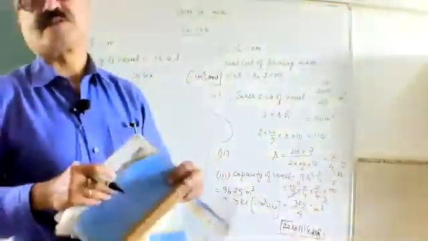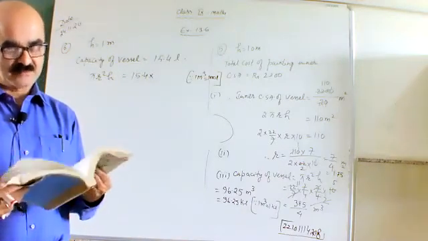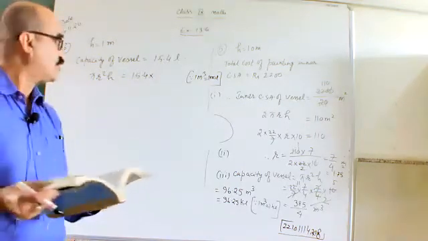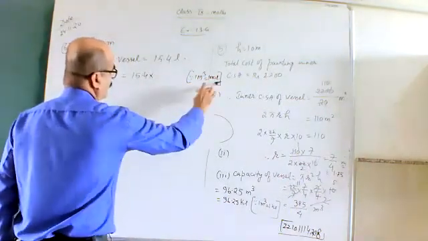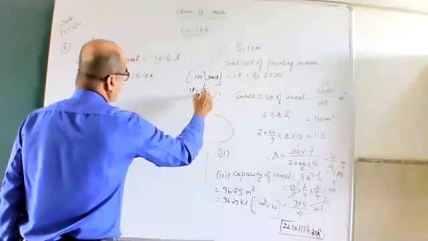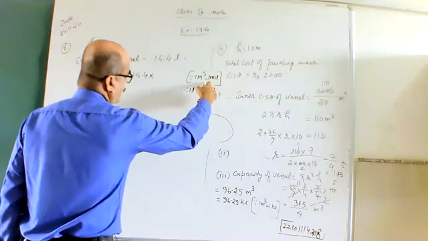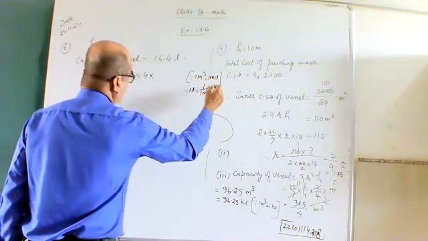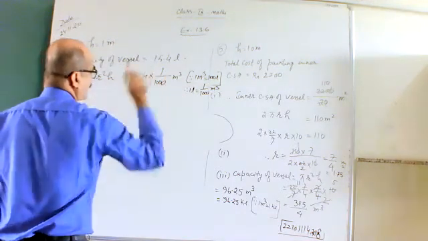Tell me. सर Sir. है ना? हमने पहले क्वेश्चन में किया था ना? 1 meter cube is equal to 1000 liter. Therefore 1 liter will be equal to 1 by 1000 meter cube. So this will be multiplied by 1 by 1000, and it will be converted into meter cube.